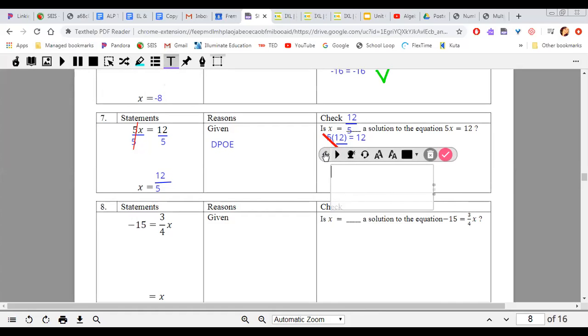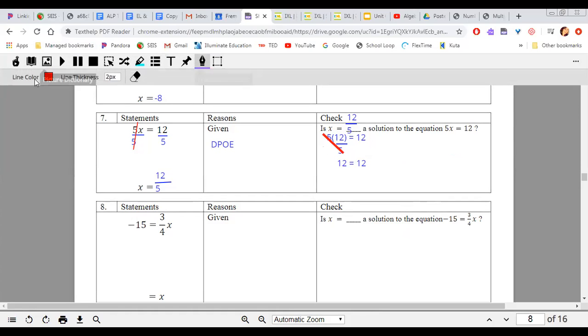Crossing that off there. Okay, so now I'm going to rewrite my problem. 12 equals 12. All right, am I done? Yes. All right, am I putting a check mark or no check mark? Yes. Check mark. Cool. Check.